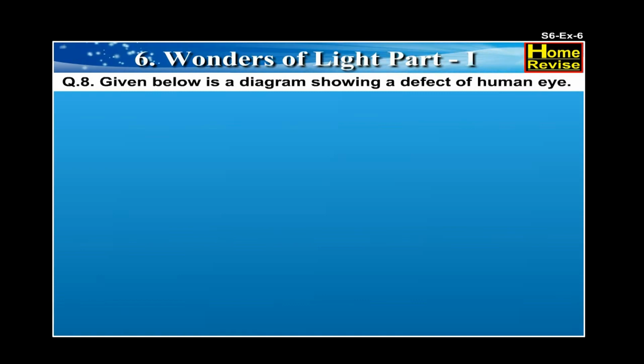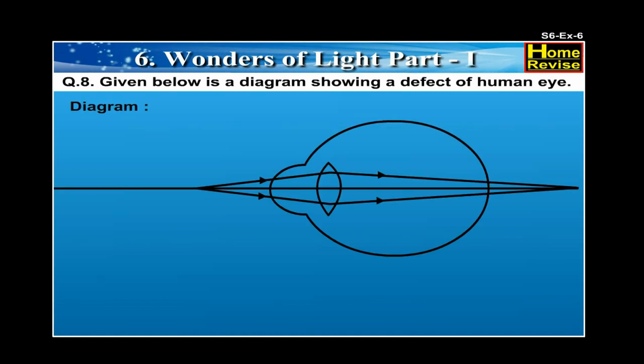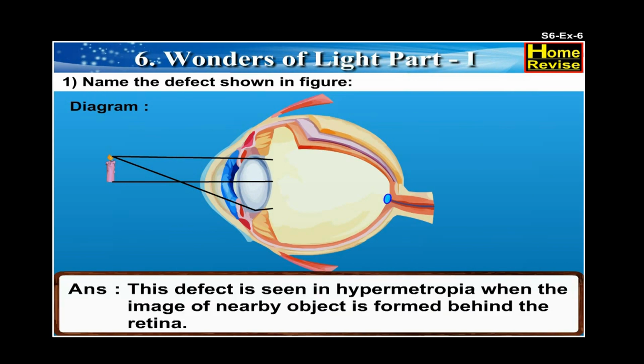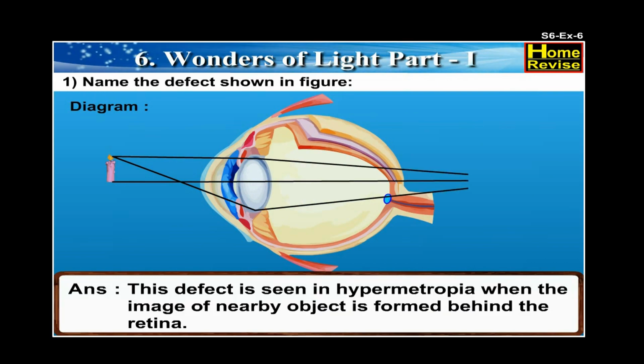Question 8. Given below is a diagram showing a defect of the human eye. 1. Name the defect shown in the figure. Answer. This defect is seen in hypermetropia, when the image of a nearby object is formed behind the retina.